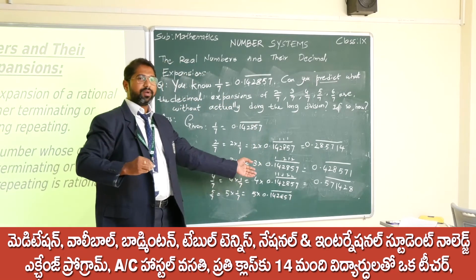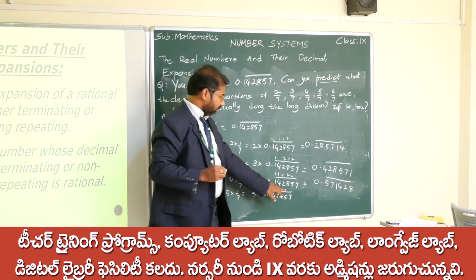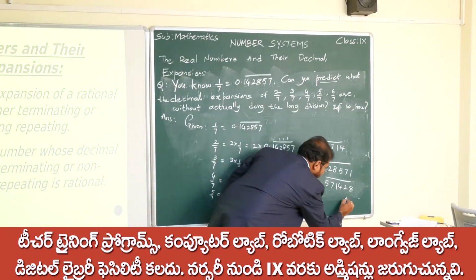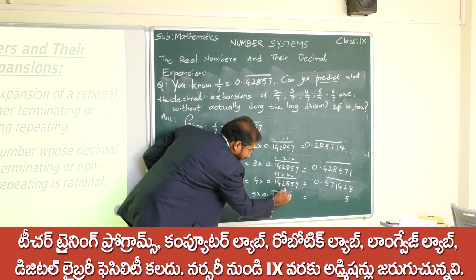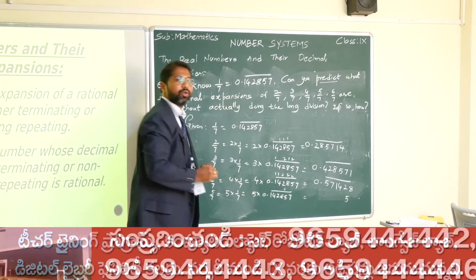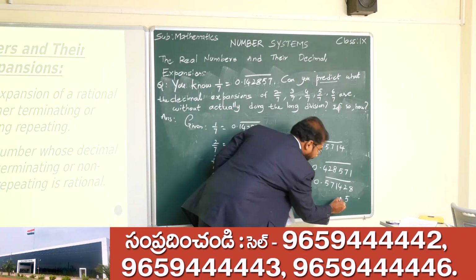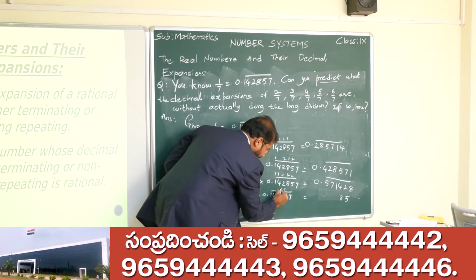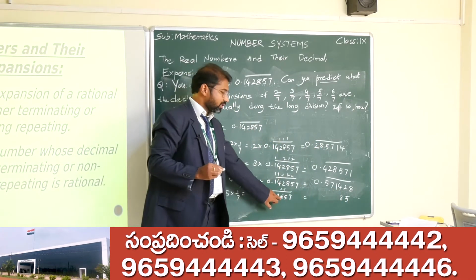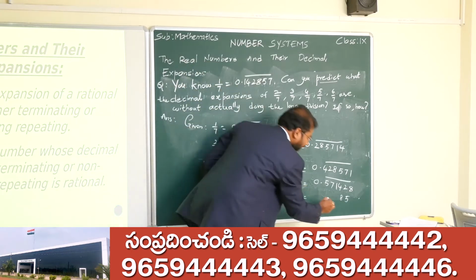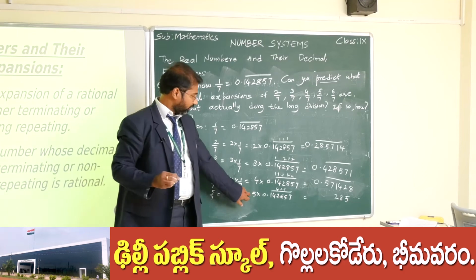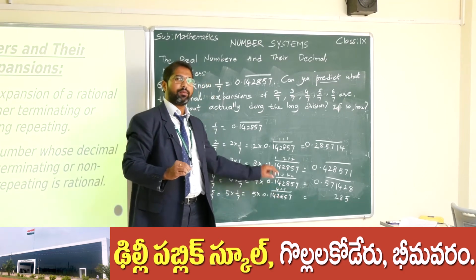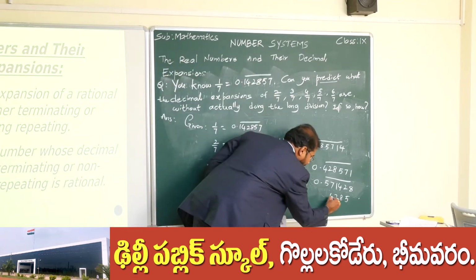So I multiply every digit with 5. So 5 sevens are 35. So 3 carry forward. 5 fives are 25 plus 3, 28. So 2 carry forward. 5 eights are 40. 40 plus 2 is 42. 2 I will write here. 4 carry forward. 5 twos are 10. 10 plus 4 is 14.